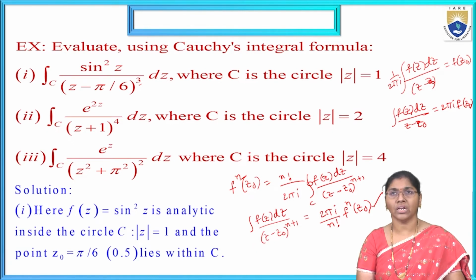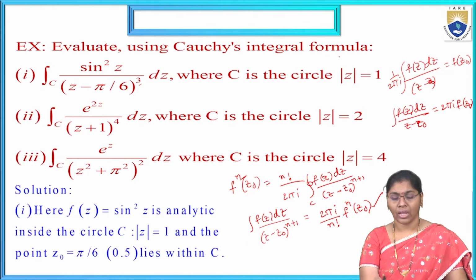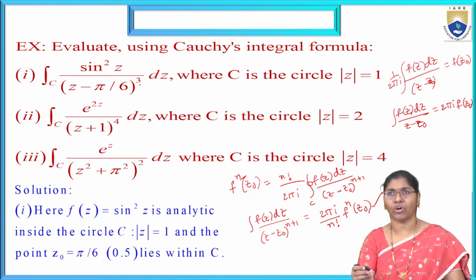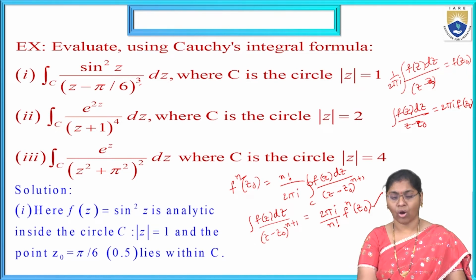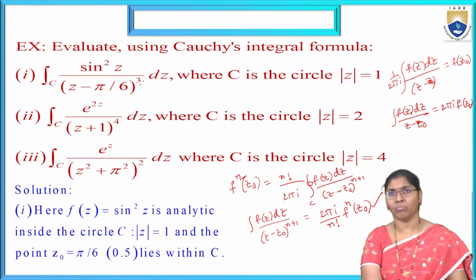Now the first problem: evaluate using Cauchy integral formula. Here they are not given; sometimes they give the generalized Cauchy integral formula, sometimes they do not. Already we saw this in the earlier session, the Cauchy integral formula and the generalized Cauchy integral formula theorem. By using the Cauchy integral formula, here n is 1. Here if it is above 1, that is the generalized Cauchy integral formula.